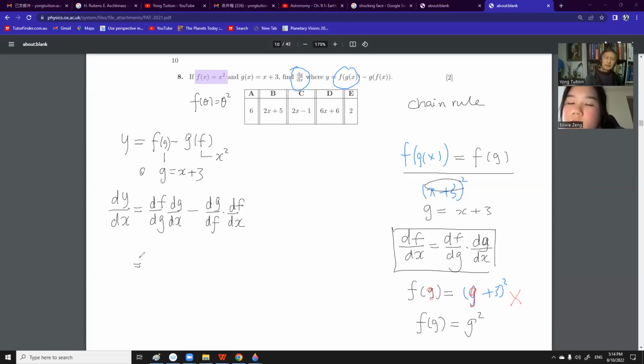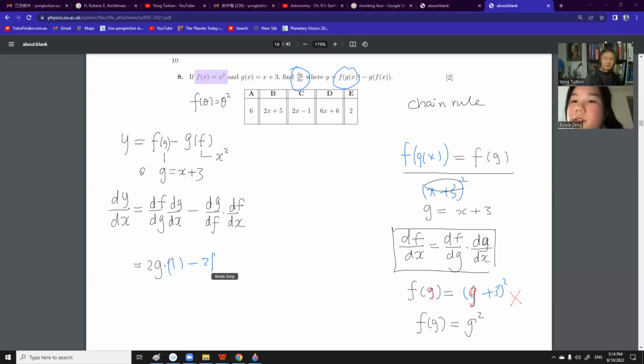What's df/dg? What is f in the function of g? 2g. No, g squared. Oh, you got the result. That's quick. Yeah, 2g. Okay, go on. You can write here: 2g times, what's dg/dx? 1. Yeah, dg/dx. Minus dg/df, which is g in the form of f.